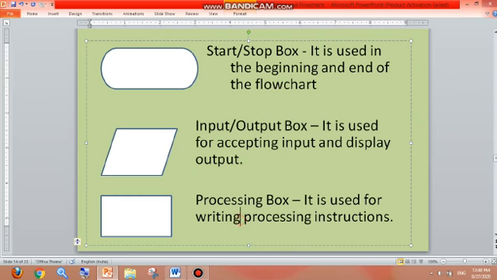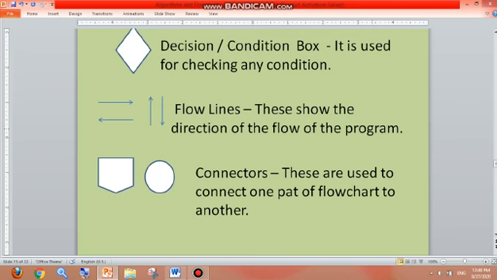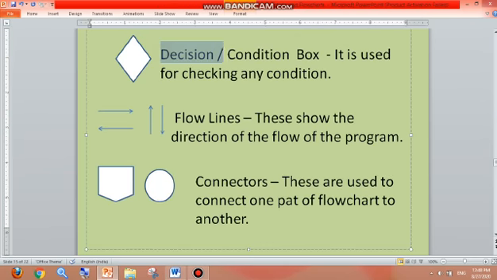Clear? The third one is the processing box, which is a simple rectangle box, and it is used for writing processing instructions. It means all the formulas and all the calculations will be written in this box. The next box is known as the decision or condition box, in which we are going to write a condition. We will take examples of flowcharts, and then you will come to know how we can use a condition in a particular flowchart. In that case, this decision or condition box will be drawn.